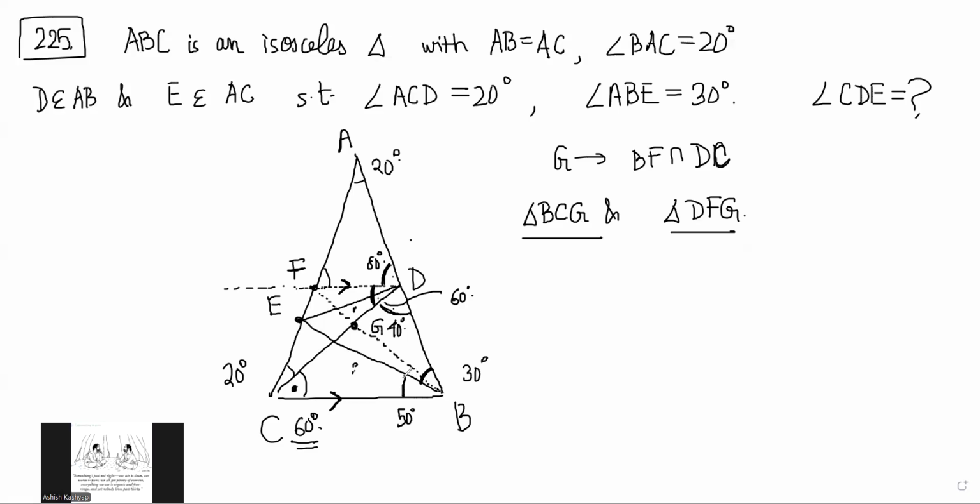It's still not done. What we want is not happening yet. CBE is 50, we know. We know BEC is also 50, because this is 80 and this is 50. So then we know it is isosceles with CE equal to CB. So we know CE is equal to CB.